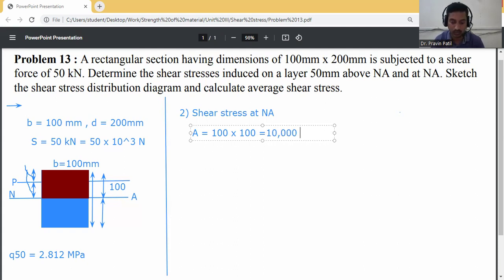10,000 mm square. So now y bar here: y bar is equal to this 100 divided by 2, that is depth by 2. This red portion depth is 100 mm, so that's 100 divided by 2. This one is 50 mm. Okay.